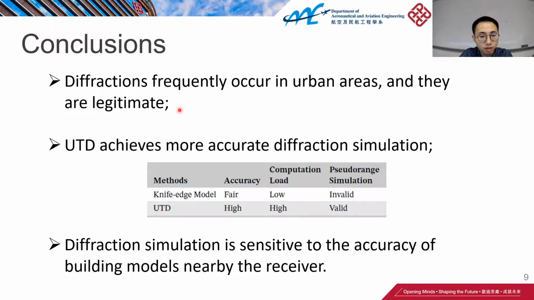From our results, diffraction can frequently occur in urban areas, and we also prove they are legitimate. The UTD can achieve more accurate diffraction simulation, but with higher computation loads. The diffraction simulation is sensitive to the accuracy of building models nearby the receiver.